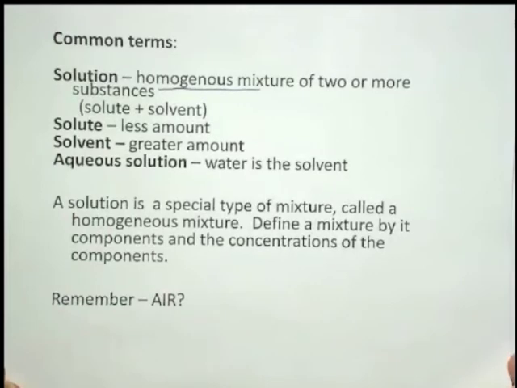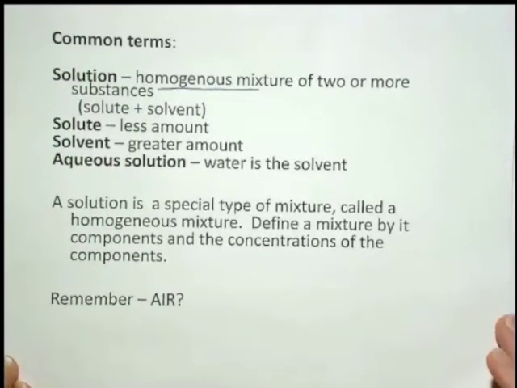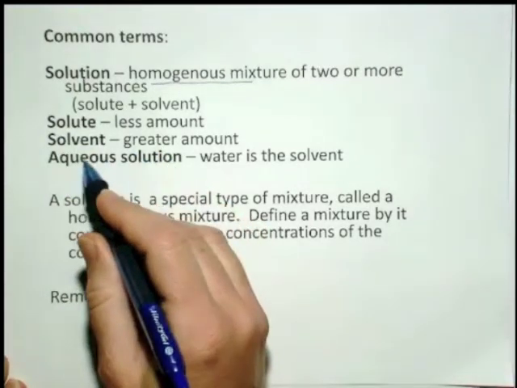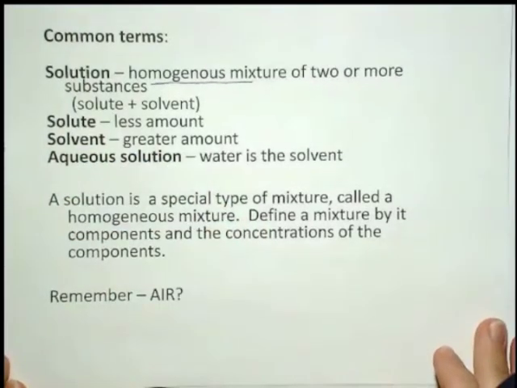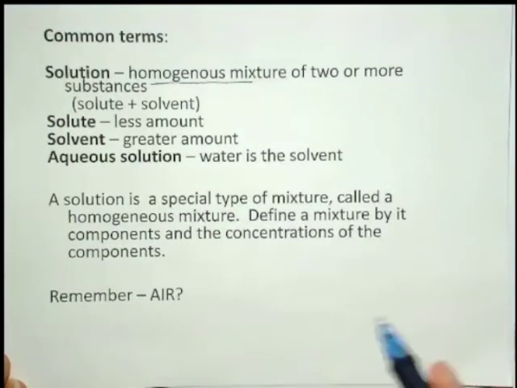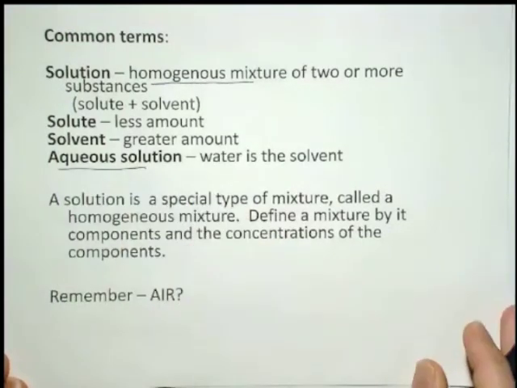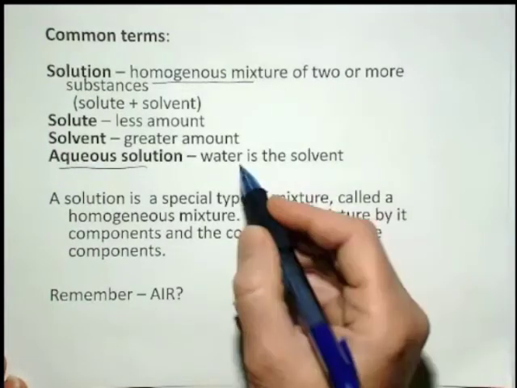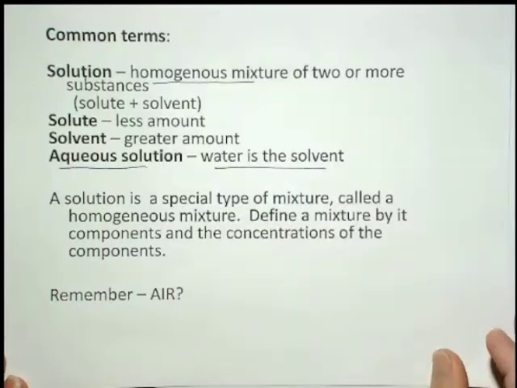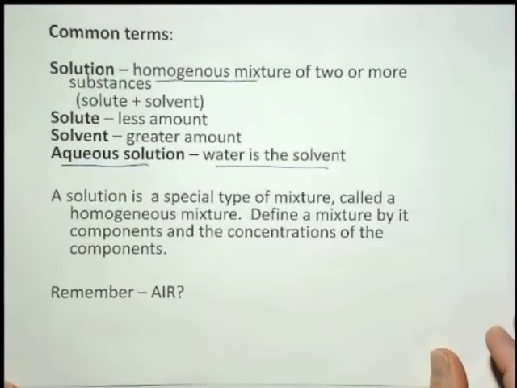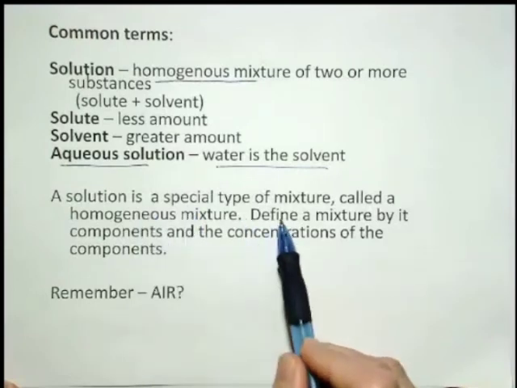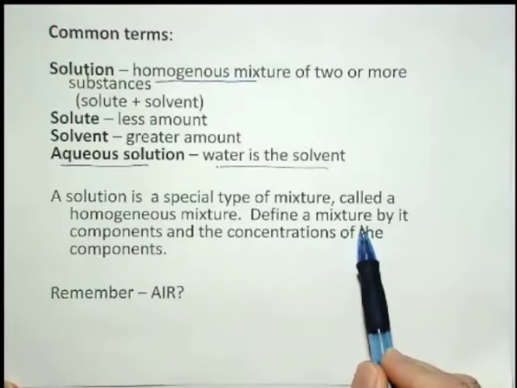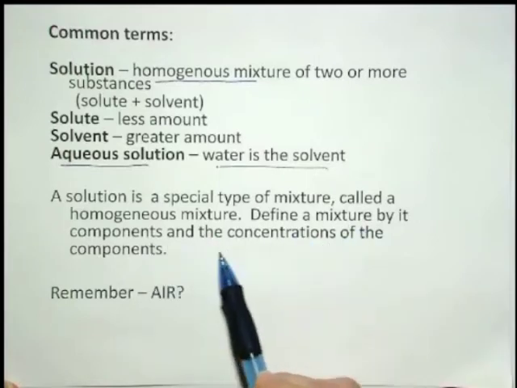And the solute, when we're talking about solutions, is the component that's present in the least amount, and the solvent is in the greater amount. And you can have one or more solutes in a solvent. And an aqueous solution in particular is where water is the solvent. So we're going to be talking about aqueous solutions here because we're talking about water and the different types of things that will dissolve in water and the concentrations of those things. So again, a solution is just a special type of mixture called a homogeneous mixture. And remember, you define the mixture by its components and the concentration of the components.